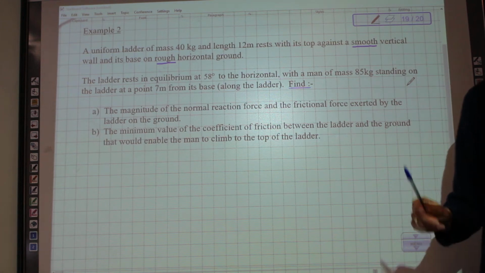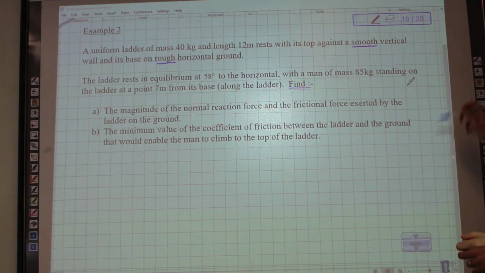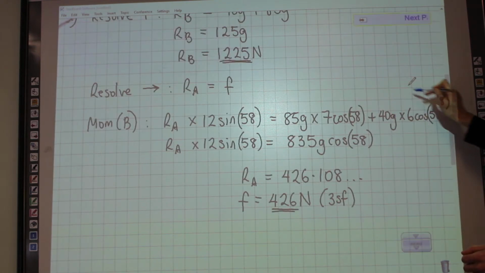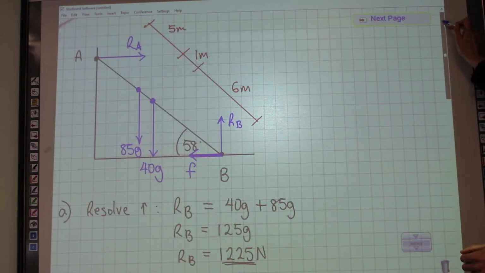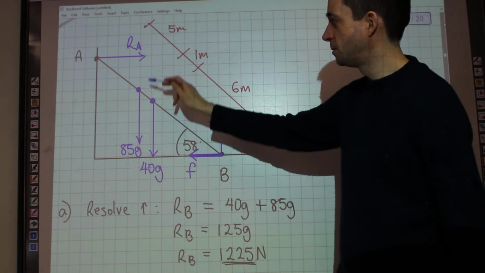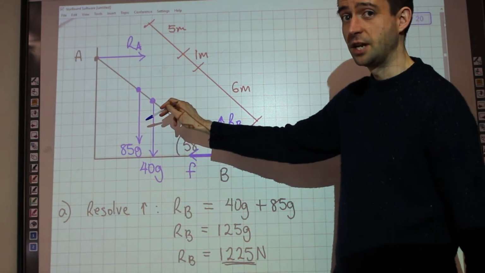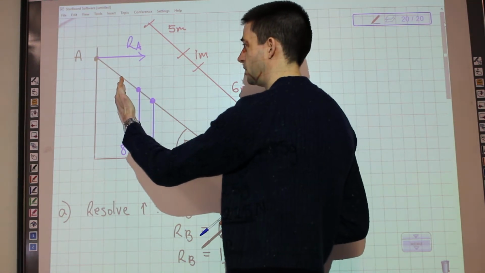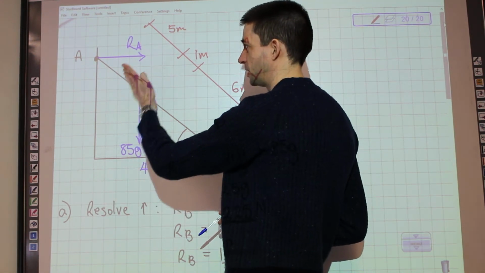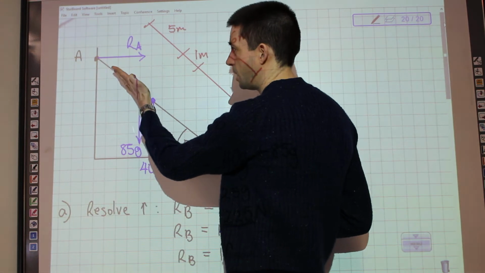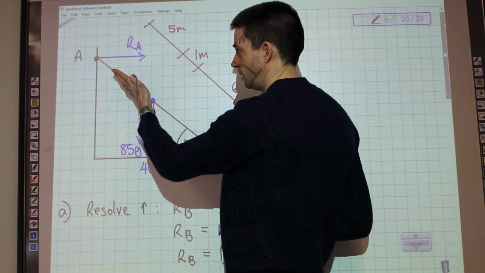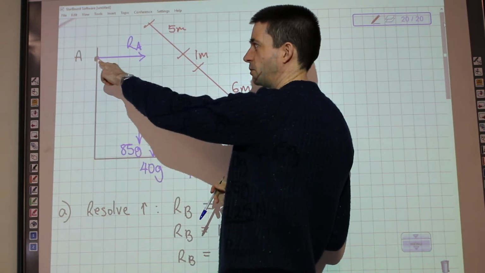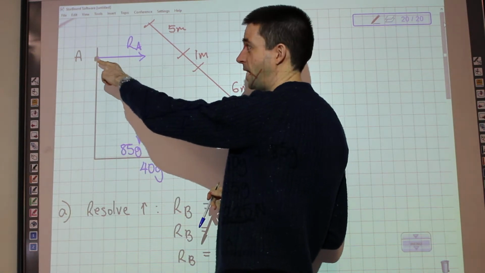The ladder. Okay, right. We've got issues here because if this person moves, things change. Because if the man moves further up the ladder, he's exerting a greater moment on the ladder, because he's moving further away from this pivot point, there would be more force from the ladder pushing into the wall at A.